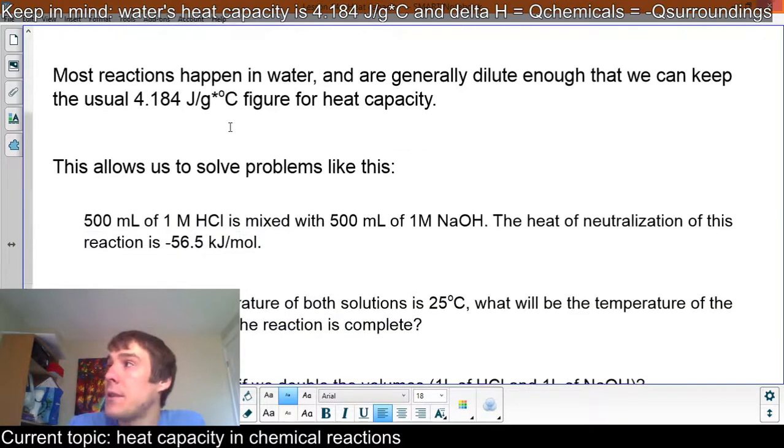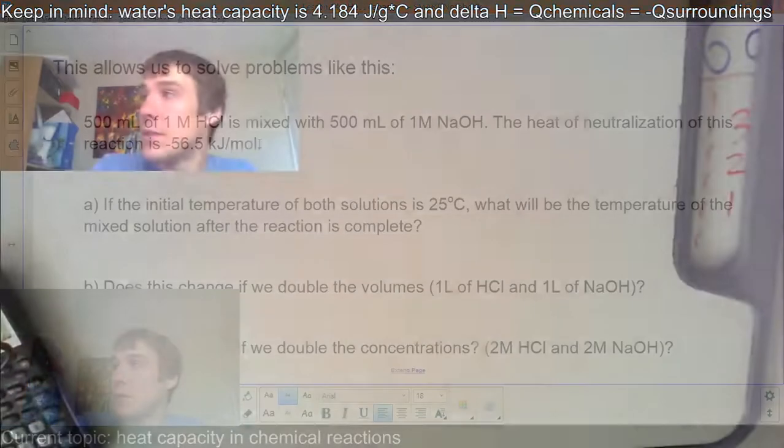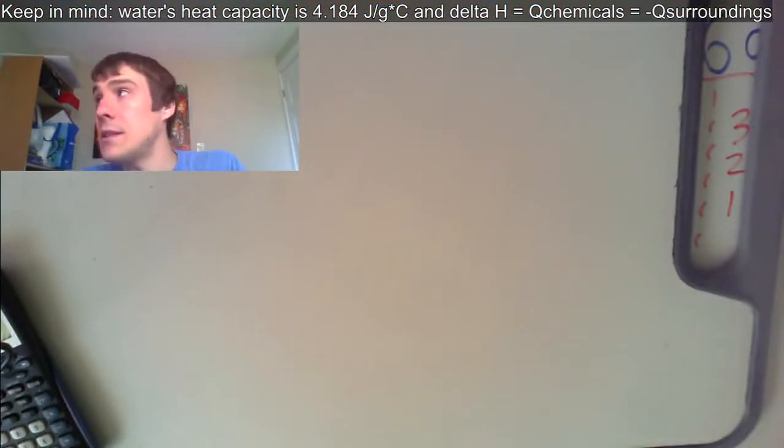So here's the problem we're going to do. The problem that we're going to solve is we have 500 milliliters of 1 molar HCl, meaning 1 mole per liter, and it's mixed with 500 milliliters of 1 molar NaOH, sodium hydroxide. We're given the heat of neutralization. It's 56.5 kilojoules per mole of HCl or NaOH. So let's go over to our whiteboard and write this out.